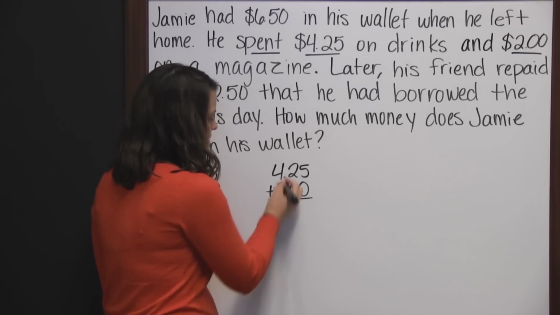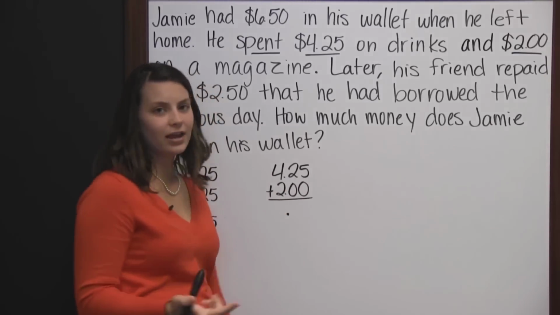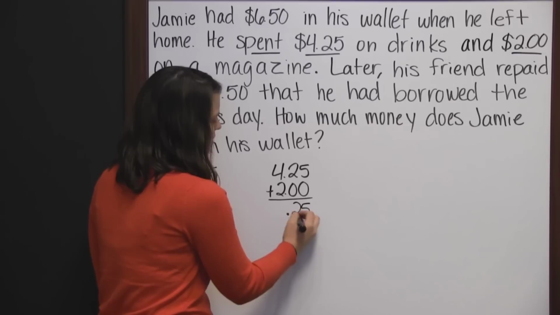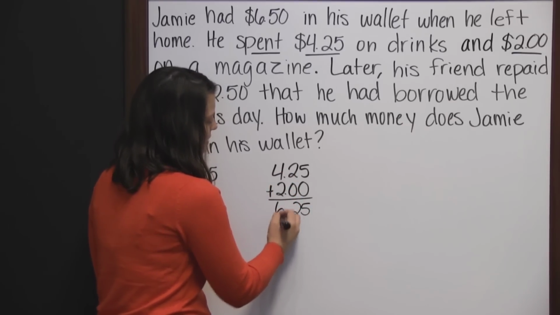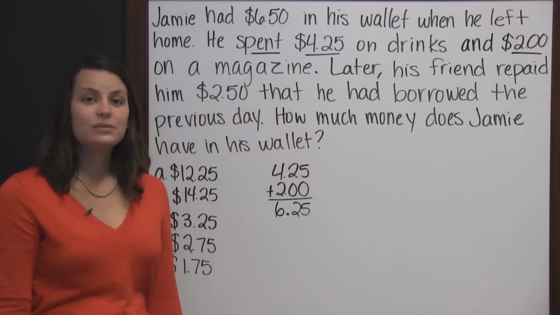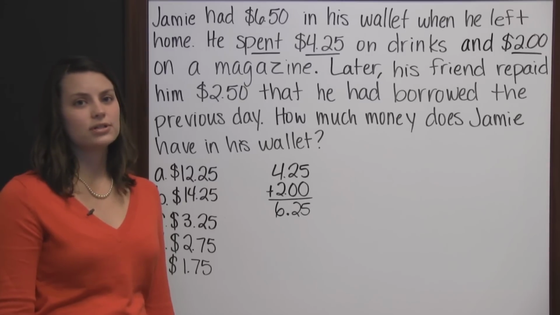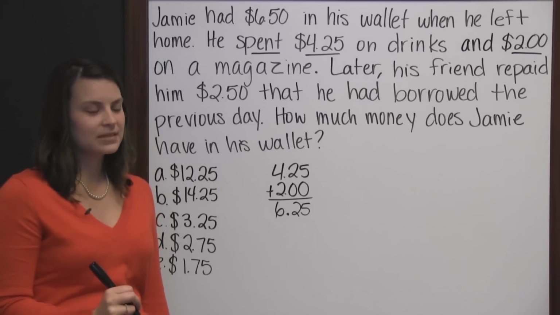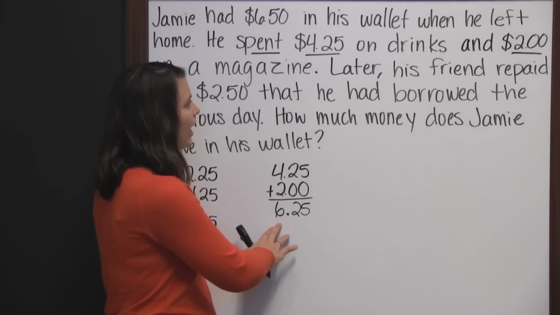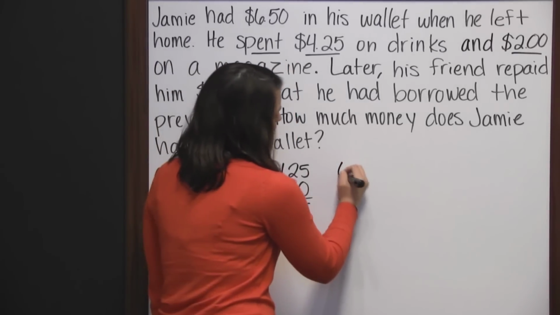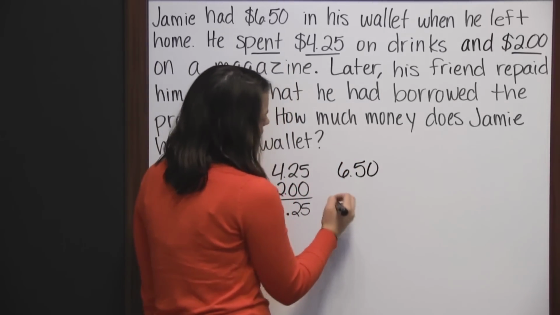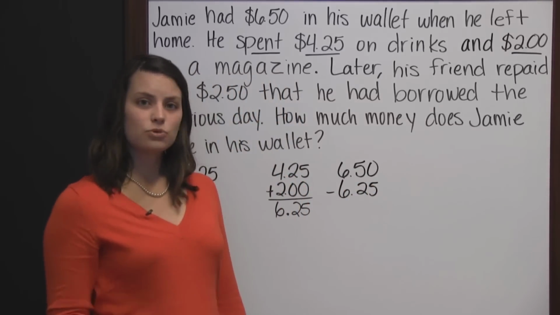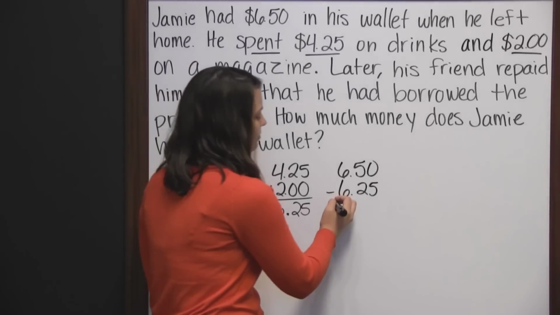So now I'm ready to add, and I can just bring my decimal down before I even start. 5 plus 0 is 5, 2 plus 0 is 2, 4 plus 2 is 6. So now I know he spent a total of $6.25. And if he spent that much money, then that's money that is taken away from what he had. So he started with $6.50, but he spent $6.25.